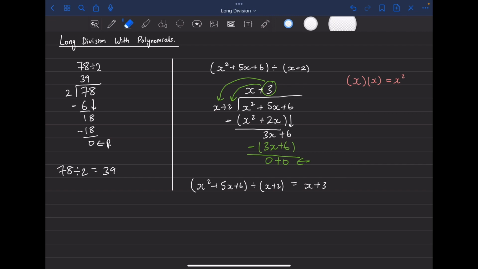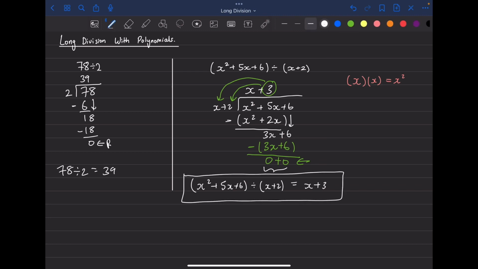And since we have a remainder of 0, we do not care about this now, but we will go over examples that actually do have remainders. So we're going to cover what that would look like. But yeah, so once again, after dividing, your answer should be up here. And the answer is x plus 3 to this division question. But yeah, let's move on to the next example.